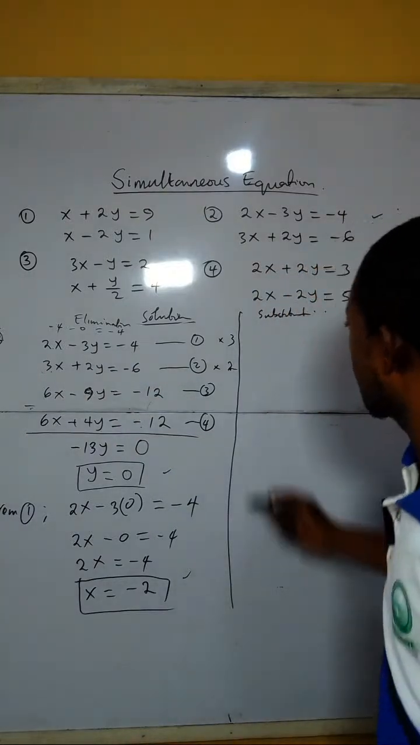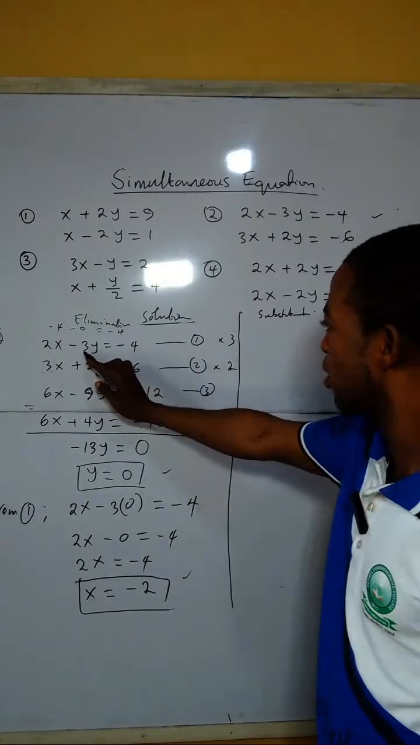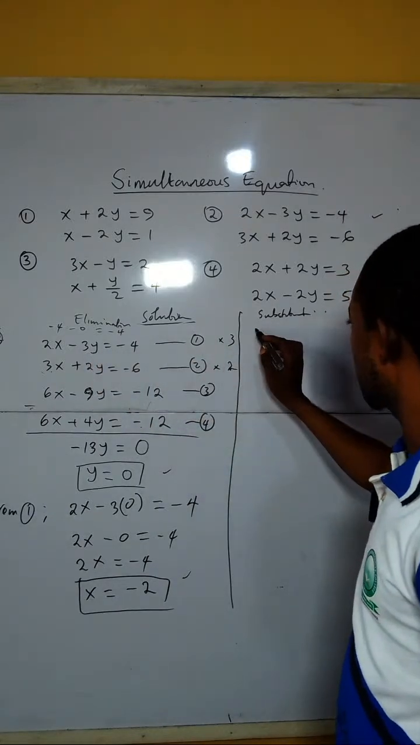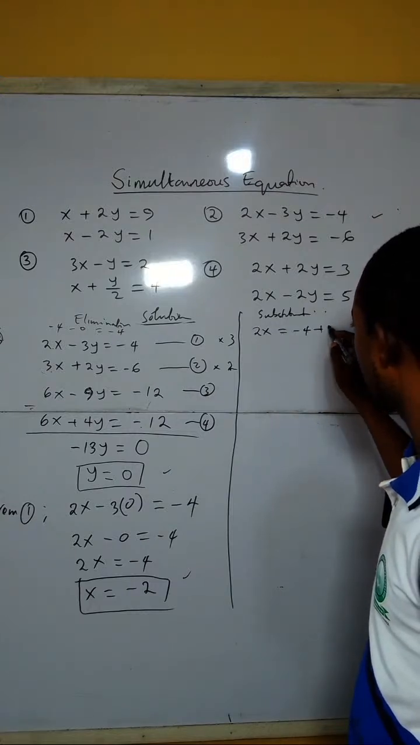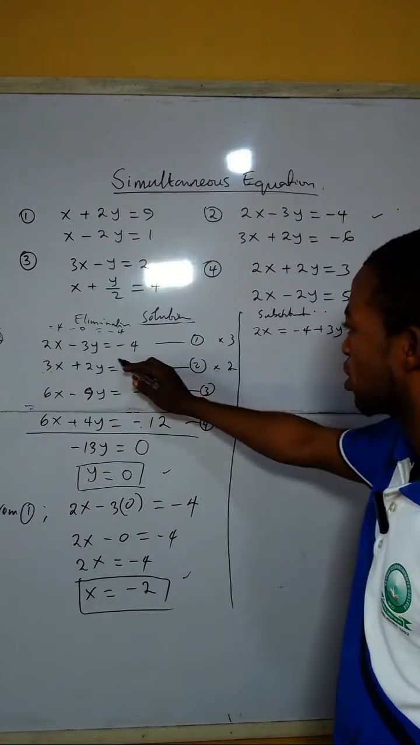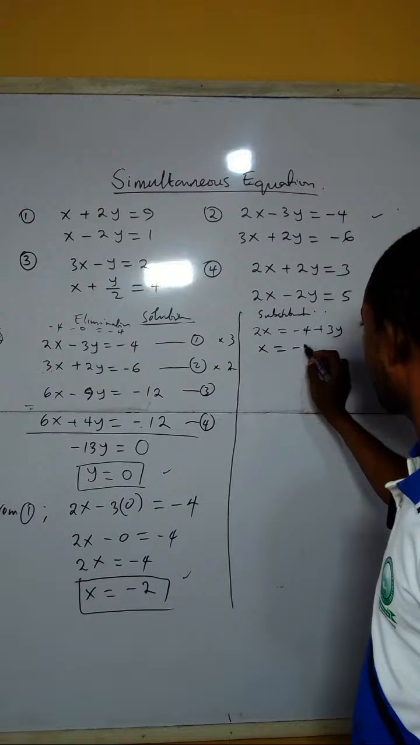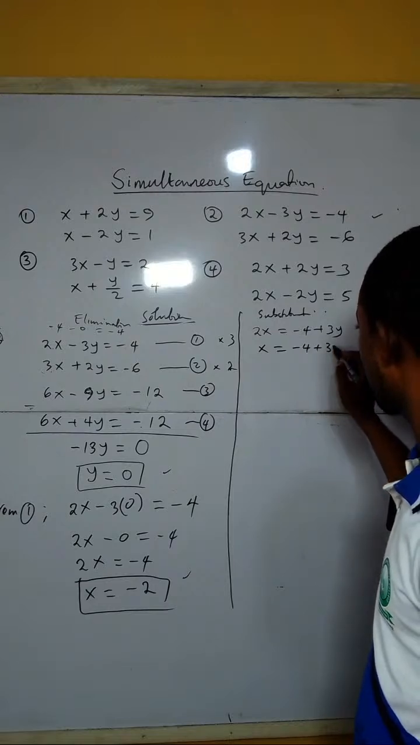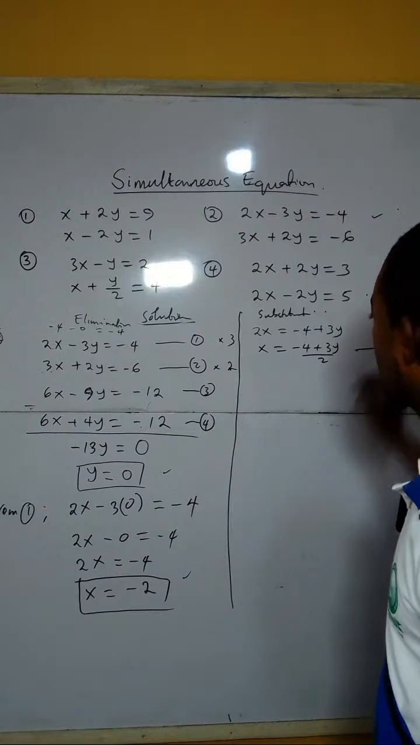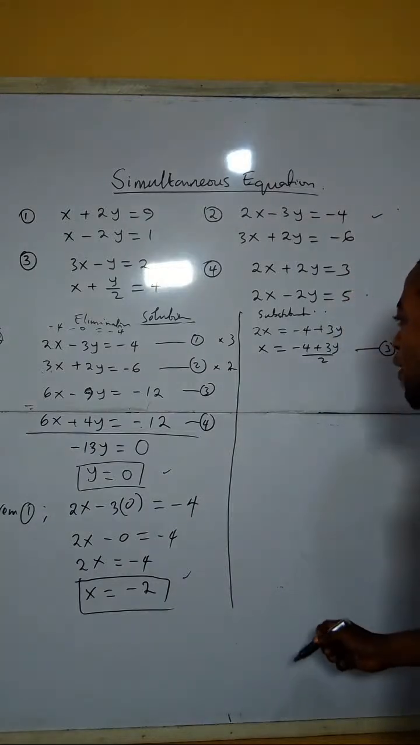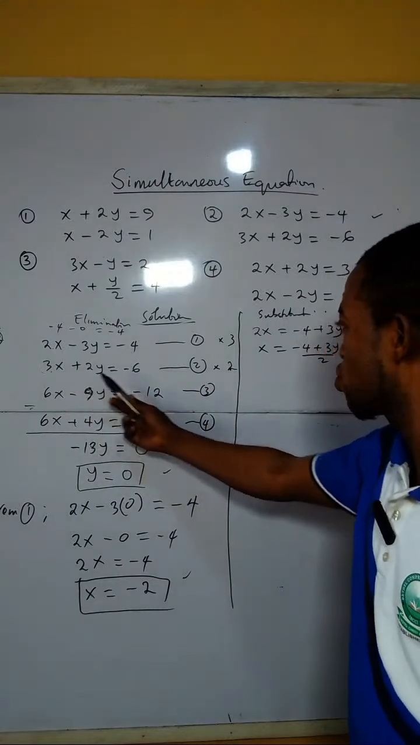For instance, make x the subject in equation 1. To make x the subject, first you take minus 3y to the other side, it becomes plus. So you'll have 2x equals to minus 4 plus 3y. That's from equation 1. So divide both sides by 2 now. You have x equals to minus 4 plus 3y over 2. So you call this equation 3. So you now substitute equation 3 in equation 2.